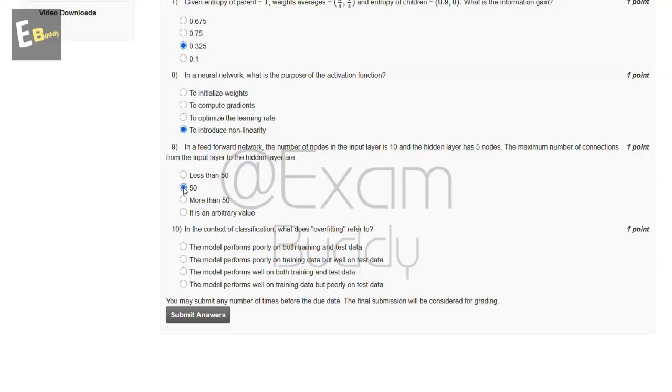Now the 10th question is in the context of classification, what does overfitting refer to? So these are the options and the answer of our 10th question is D. The model performs well on training data but poorly on test data. Now submit your answer.